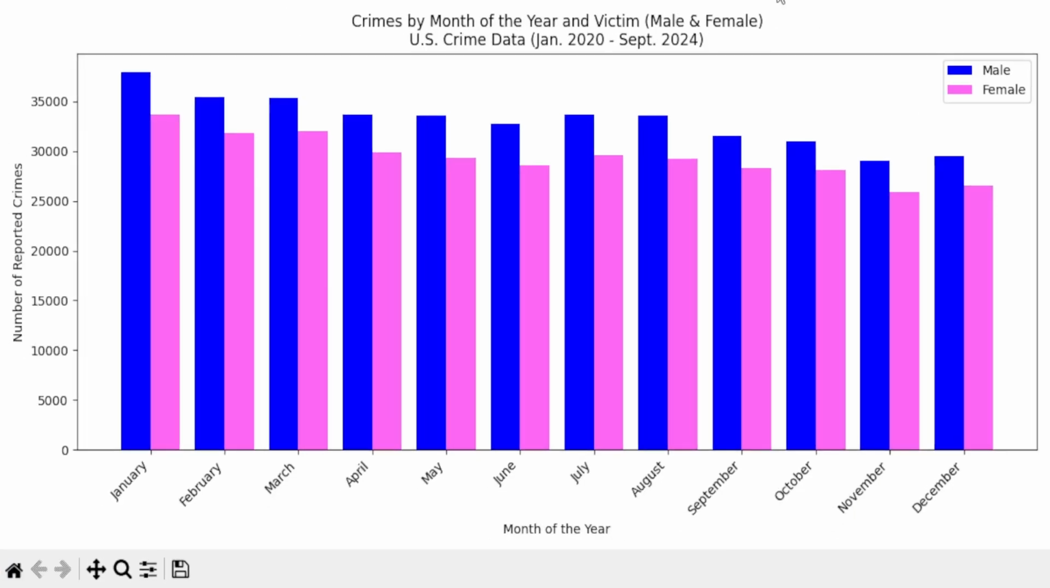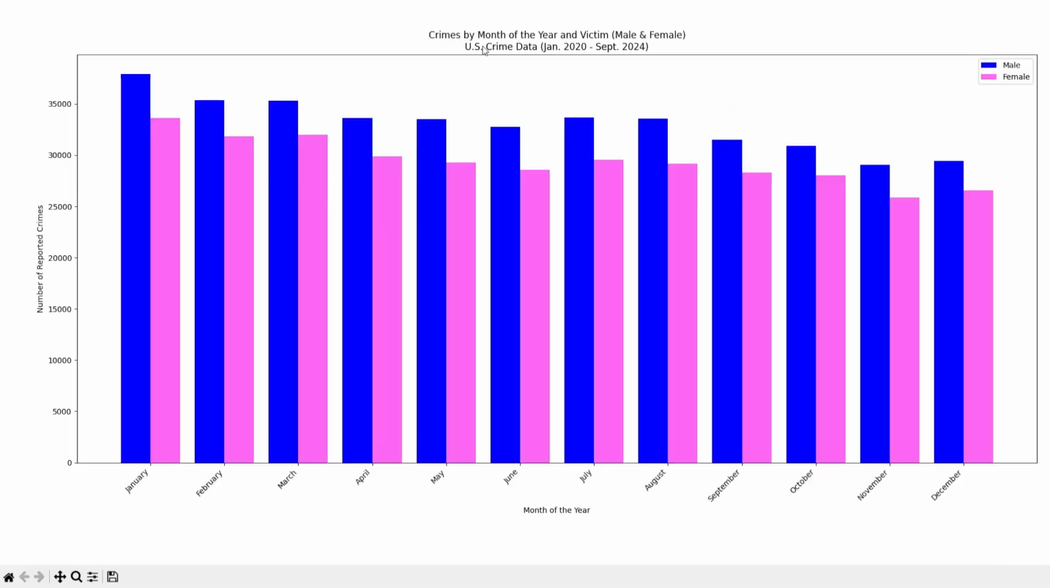So this is the first chart, crimes by month of the year and the victim. So we can see that January was the month where most crimes were reported, and then it kind of tapers off a little bit and then spikes just a little bit in the summer months, and then it tapers off again a little bit towards the end of the year. And you can see the pattern here where males are more victimized than females throughout the year.